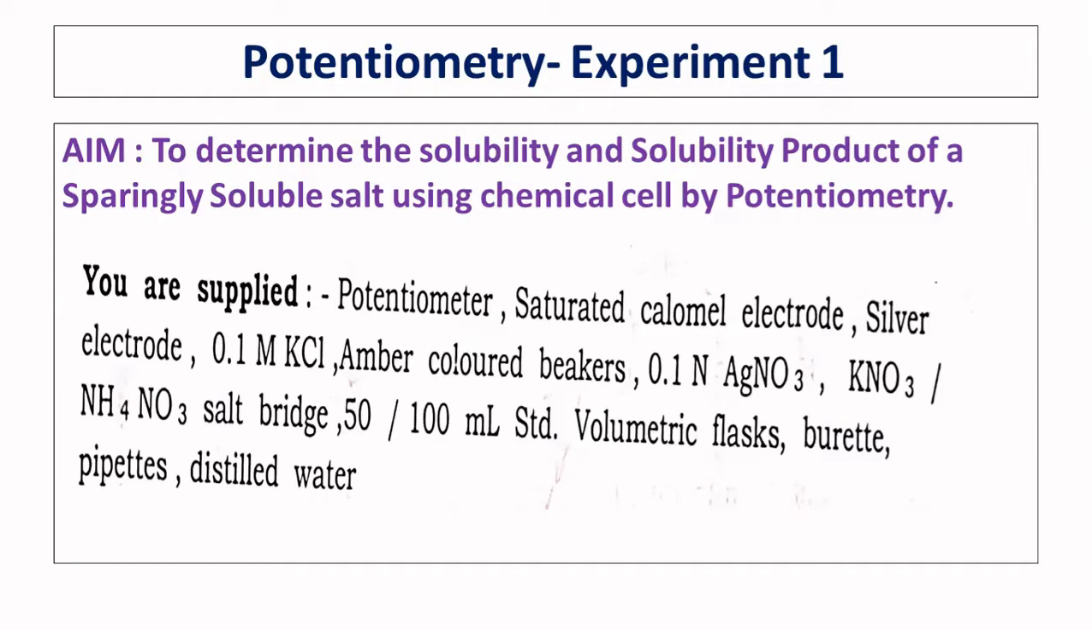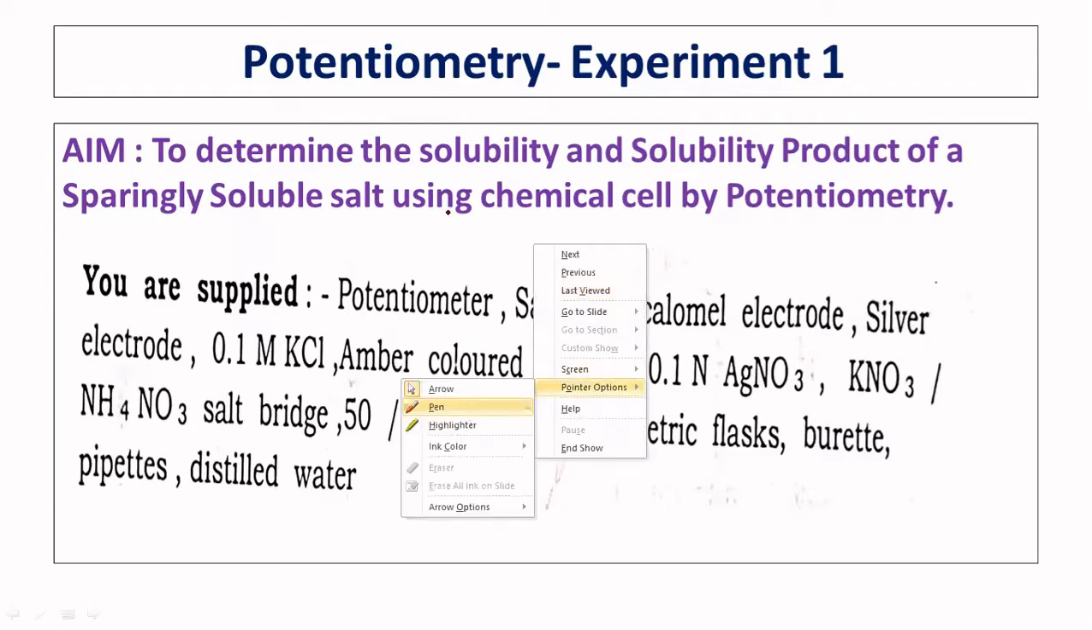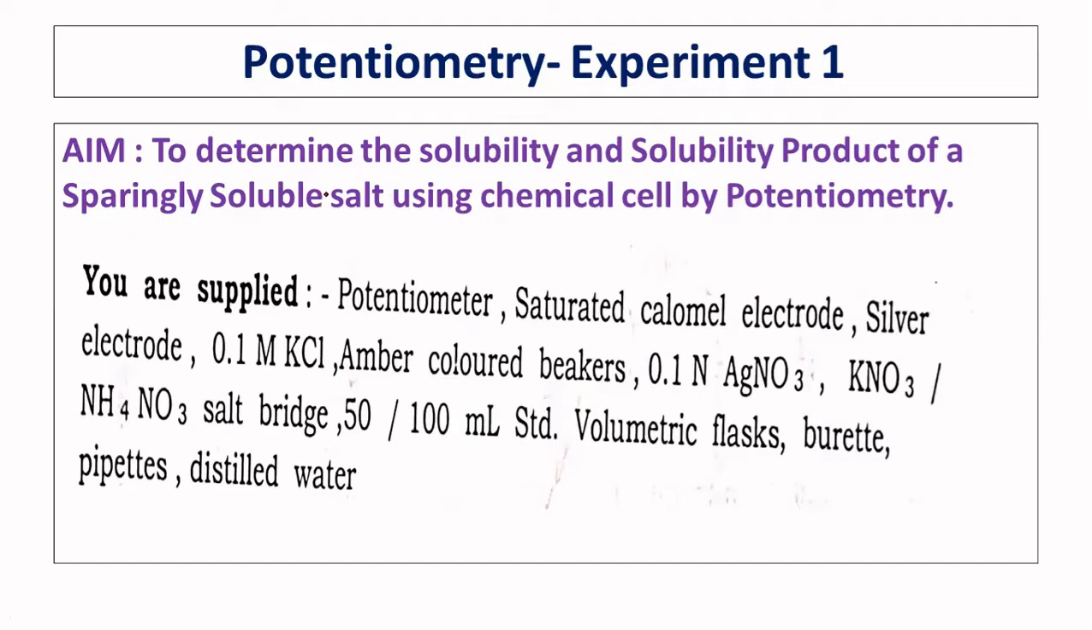Now the supplied chemicals and requirements of this experiment are: potentiometer, saturated calomel electrode, silver electrode, 0.1 molar KCl, amber colored beakers, 0.1 normal silver nitrate, salt bridge, and 50 or 100 ml standard volumetric flask, burette, pipette and distilled water.